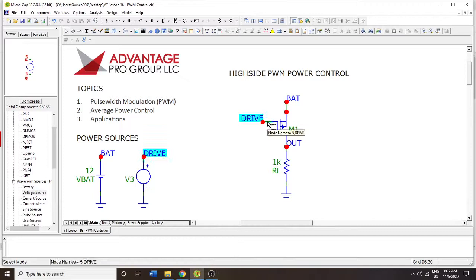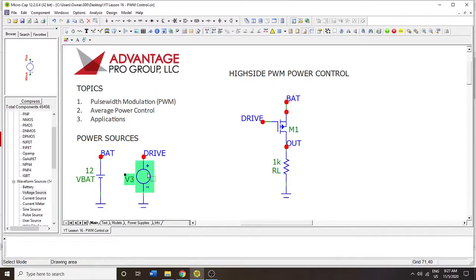Now, the tricky part with this that's different from the low side PWM control is that you're not switching between ground and a voltage that's higher than the threshold. You're switching between the voltage at the high side and something that is lower than the threshold. So this voltage may be difficult to create depending on what this battery voltage is, and I'll show you that.